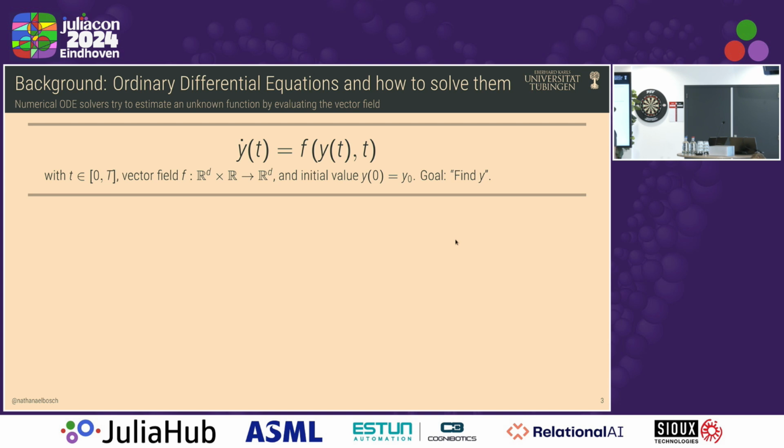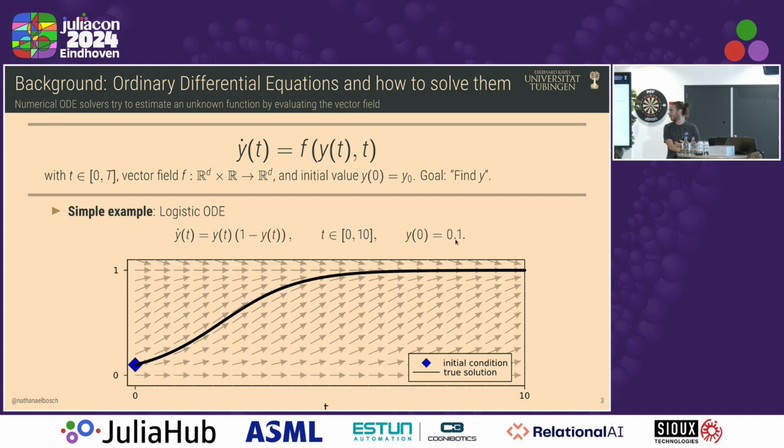So we describe the derivative of some unknown function y with some equation, y dot equals f of y. f is called the vector field, so by evaluating f, we get information about the derivative of y. And if we also have an initial value, then this typically describes one function. There's one true solution to the ODE, and the goal, vaguely speaking, is just to find it.